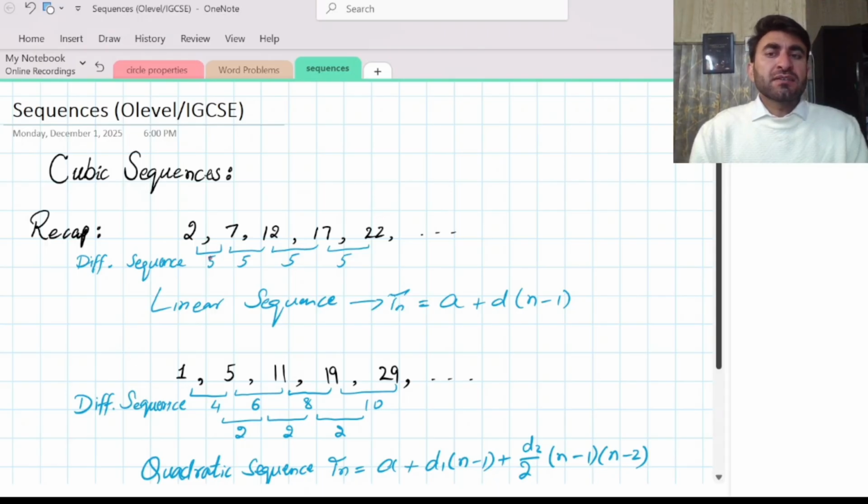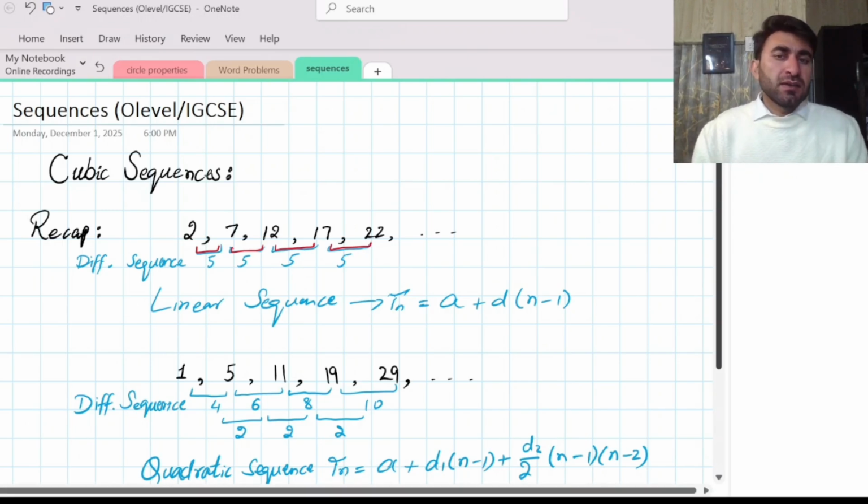In order to categorize it, first we will find the difference sequence. We see the difference between the first pair of terms is 5, and the same is the difference between every consecutive pair of terms. So it is a linear sequence. As we see, the first difference sequence is a constant sequence, and the nth term formula for this sequence was a plus d times n minus 1, where a is the first term of the sequence and d was the common difference, or the first difference over here. So that was the linear sequence.